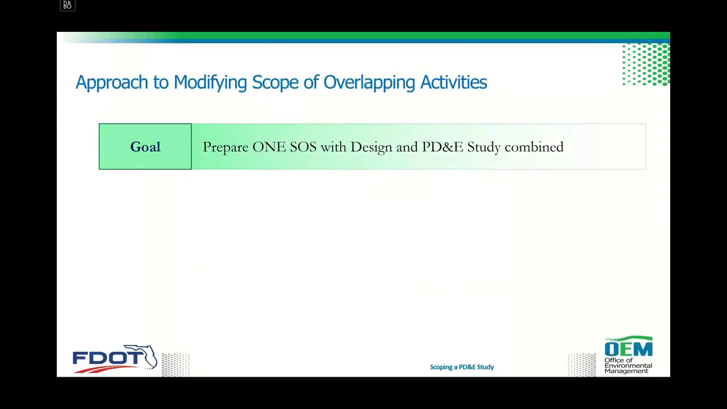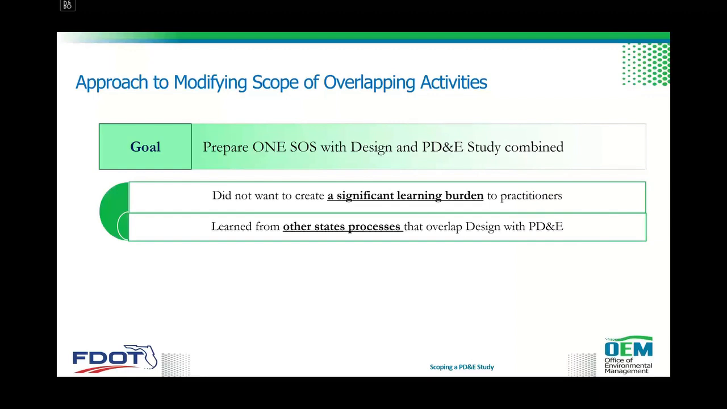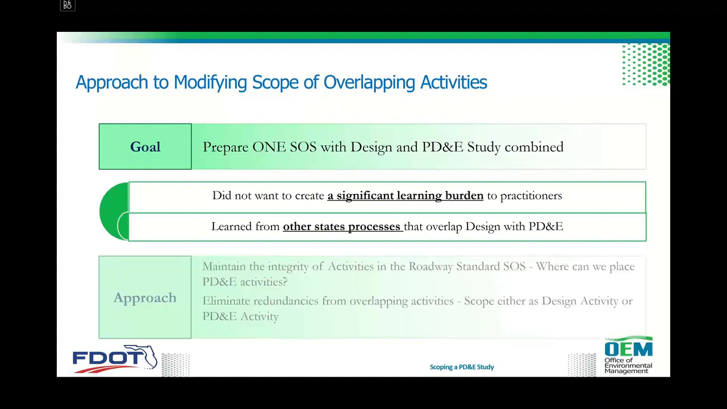So to modify a scope of overlapping activities, the goal is to prepare one scope of service with design and PD&E study combined. The purpose is not to become a significant learning burden to practitioners, but the department actually learned from other states' processes that also overlap design with PD&E. The approach has been looking into maintaining the integrity of the activities in the roadway standard scope of services and eliminating redundancies from these overlapping activities. Of course, this allows for time savings, which in turn turns into money savings.